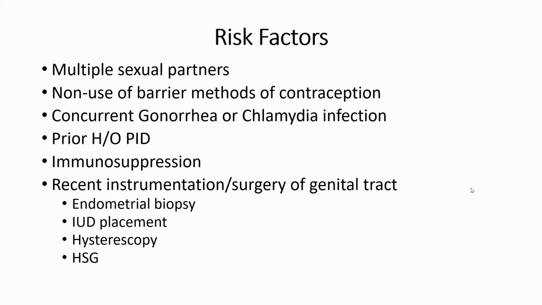So let's talk about some risk factors. We know it is a sexually shared infection, so multiple sexual partners is a common risk factor. Non-use of barrier method of contraception: barrier method is very effective in prevention of pelvic inflammatory disease, so when there is non-use of barrier method, obviously it is a risk. Concurrent gonorrhea and chlamydia infection in either partner, male or female.